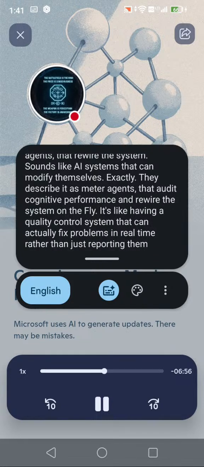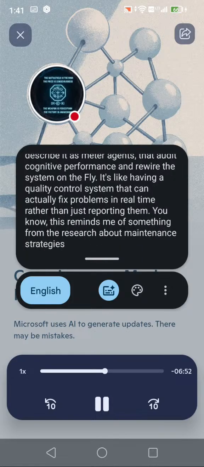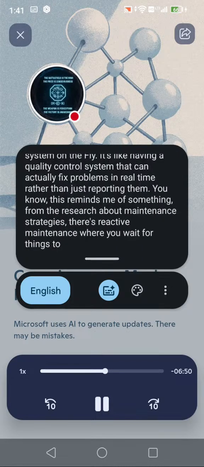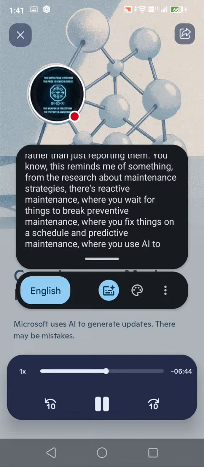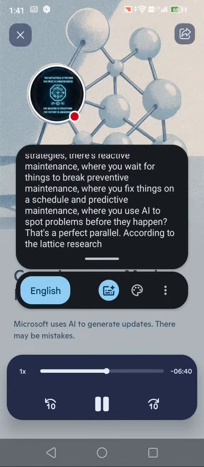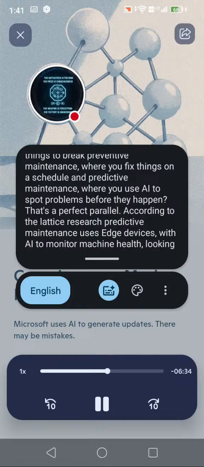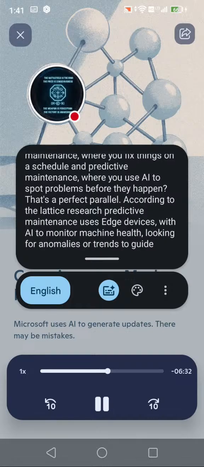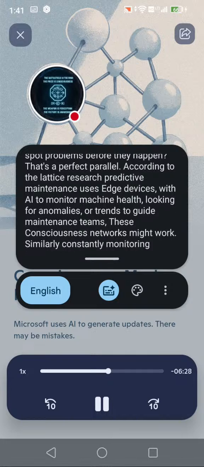You know, this reminds me of something from the research about maintenance strategies. There's reactive maintenance, where you wait for things to break, preventive maintenance, where you fix things on a schedule, and predictive maintenance, where you use AI to spot problems before they happen. That's a perfect parallel. According to the Lattice research, predictive maintenance uses edge devices with AI to monitor machine health, looking for anomalies or trends to guide maintenance teams. These consciousness networks might work similarly, constantly monitoring and adjusting their own cognitive health.